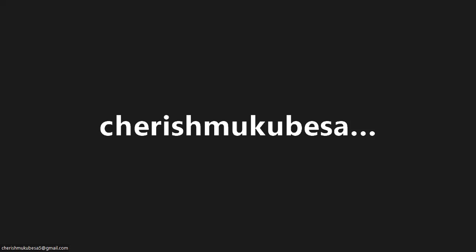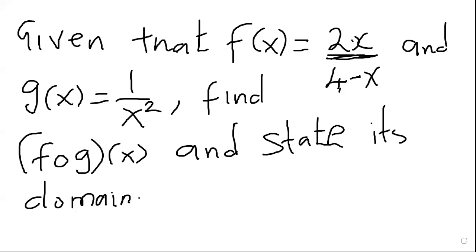So we're going to start with the composite function first of all. We are given that f of x is equal to 2x over 4 minus x, and g of x is equal to 1 over x squared. And the question is to find f of g and state its domain.